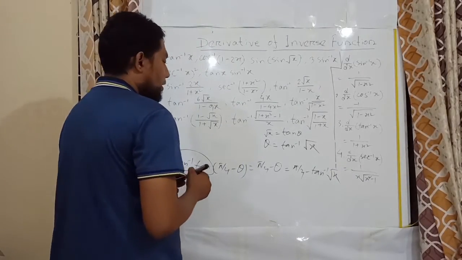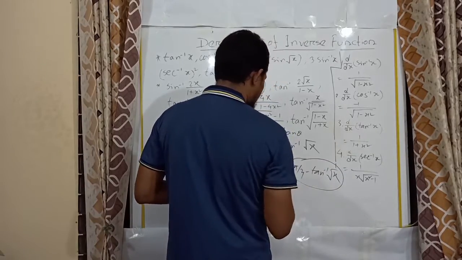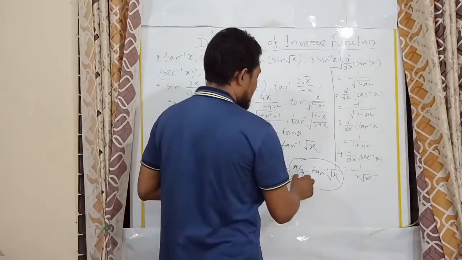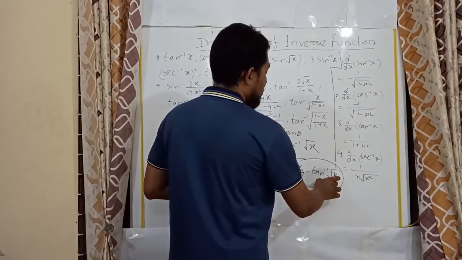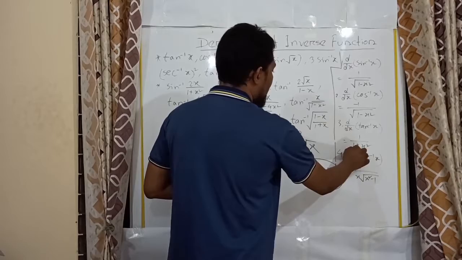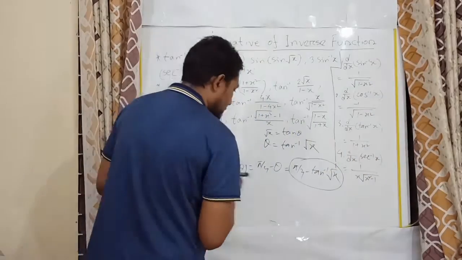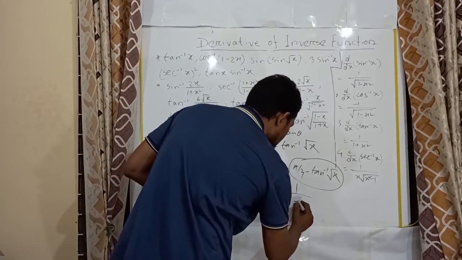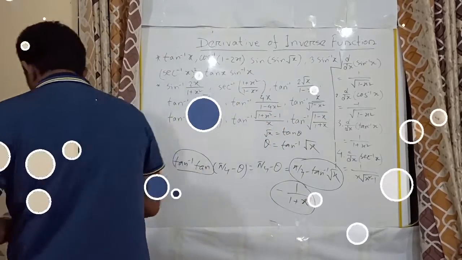So now we have to take the derivative of this function. We have simplified it, so we get tan pi by 4, whose derivative is 0, and minus tan inverse x, where instead of x we put root x, so 1 by 1 plus root x whole square, times the derivative of root x, so the answer will be minus 1 by 1 plus root x whole square, and this will be our required answer.